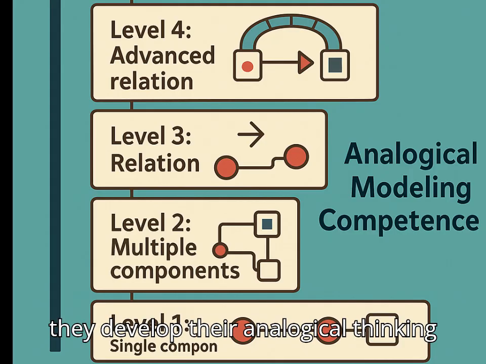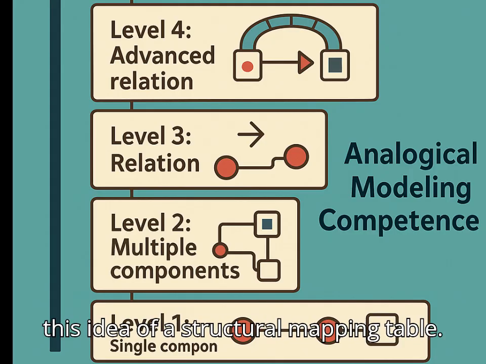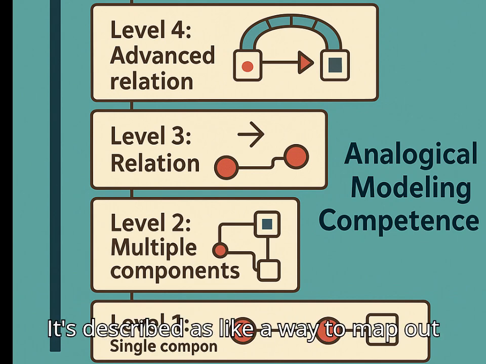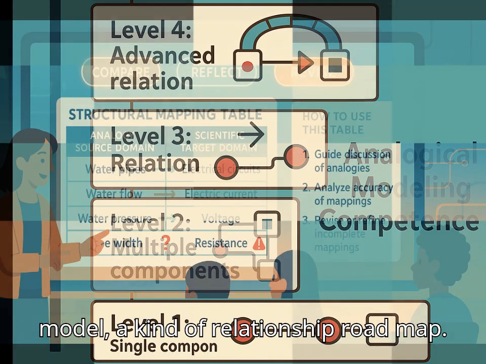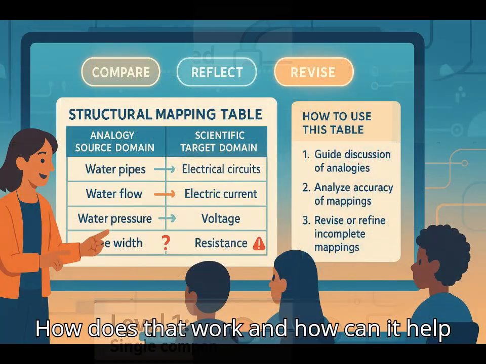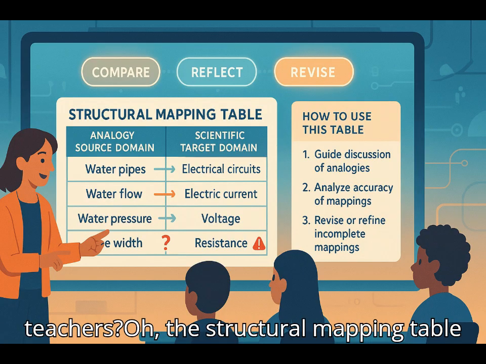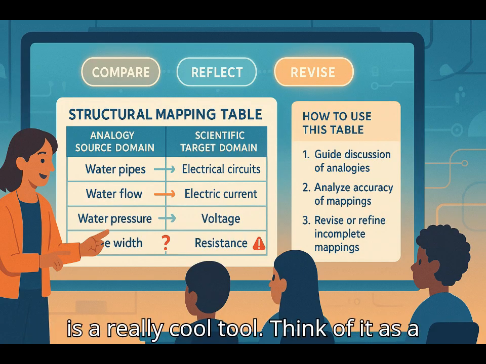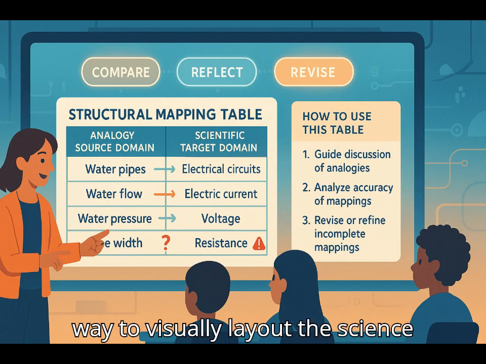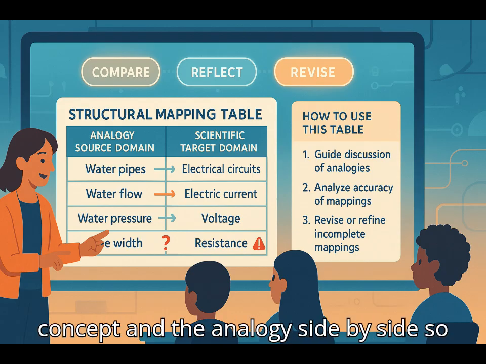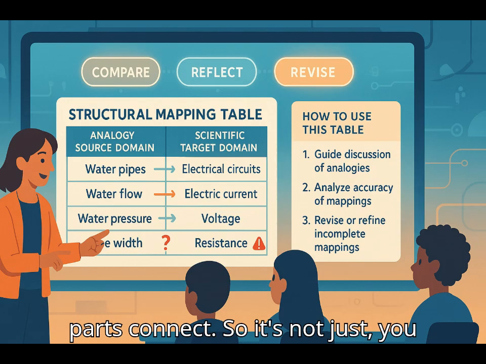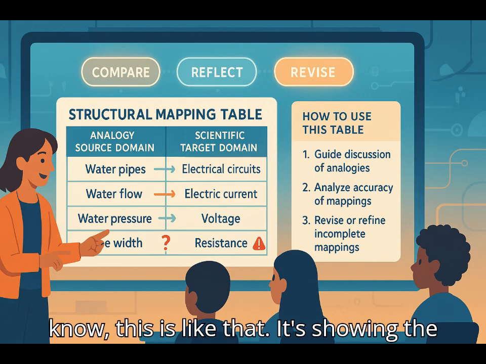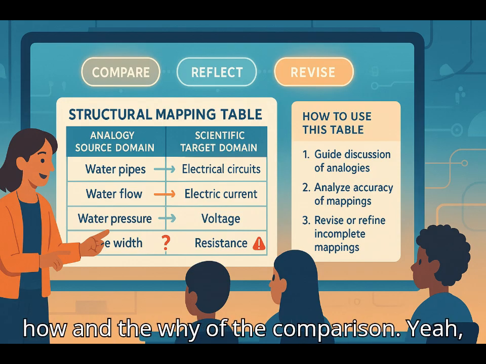their analogical thinking skills. I was also really interested by this idea of a structural mapping table. It's described as a way to map out the relationships within a scientific model, a kind of relationship roadmap. How does that work, and how can it help teachers? Oh, the structural mapping table is a really cool tool. Think of it as a way to visually lay out the science concept and the analogy side by side, so you can clearly see how the different parts connect. So it's not just, this is like that. It's showing the how and the why of the comparison.